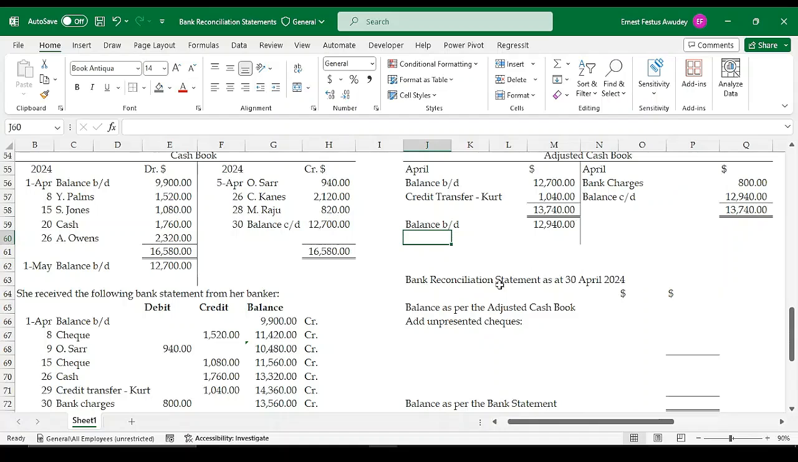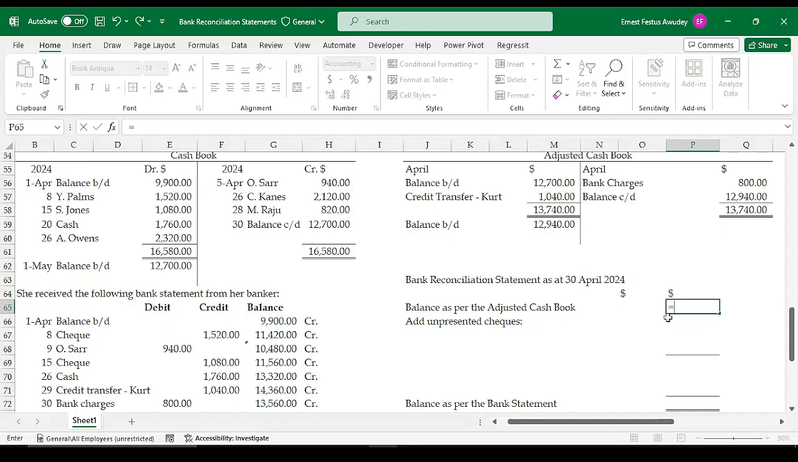Okay, still there is a difference. So now we have corrected the errors of the cash book. Now we have to correct the errors of the bank statement, and that is done within the bank reconciliation statement. That is how it is done. So we have our balance as per adjusted cash book here, as we have previously seen in the format. So I'll come here and link that up.